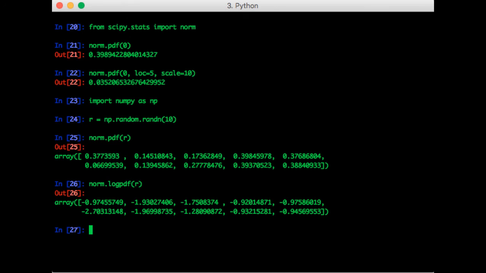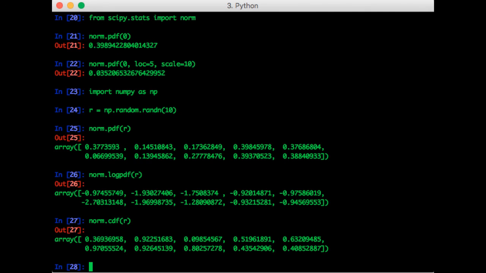The last thing to talk about here is the CDF, or cumulative distribution function. Recall that this is the integral of the PDF from -infinity to x. Also recall that this integral is not actually solvable, so you can't find a mathematical expression for it. What you can do is compute it numerically, and of course SciPy gives us a function for that as well. So that's just norm.cdf of r. And of course there's also the log CDF.